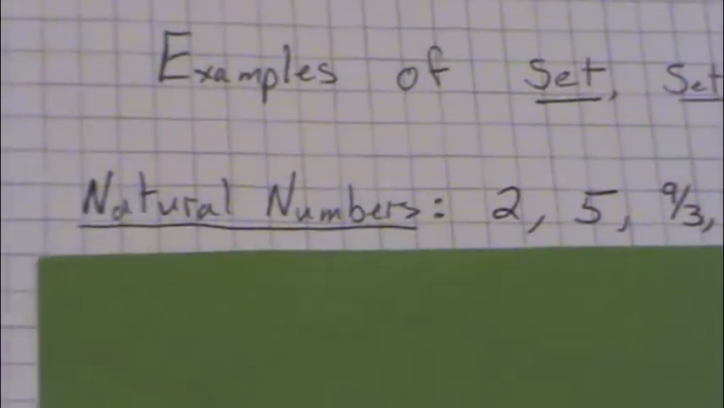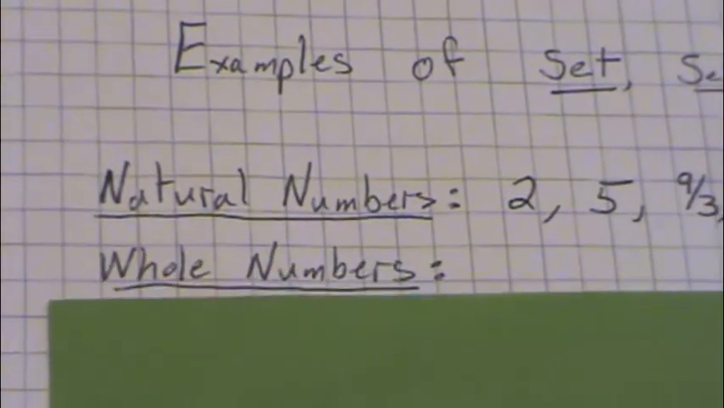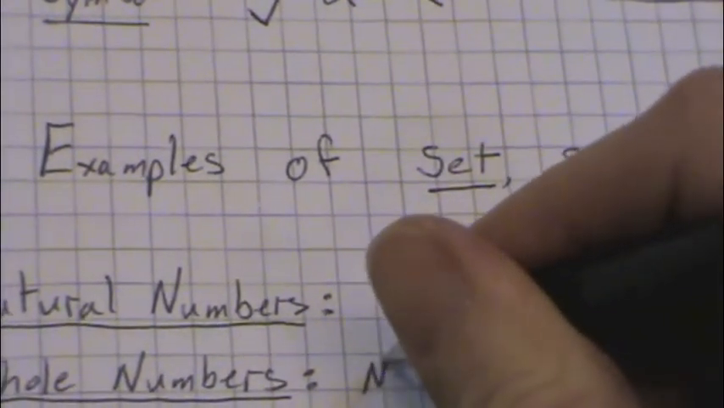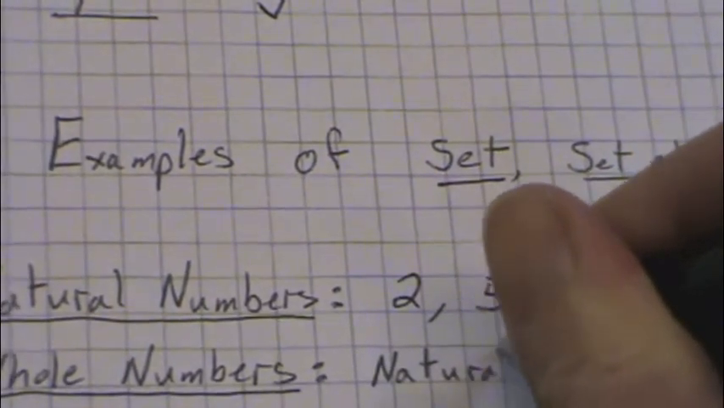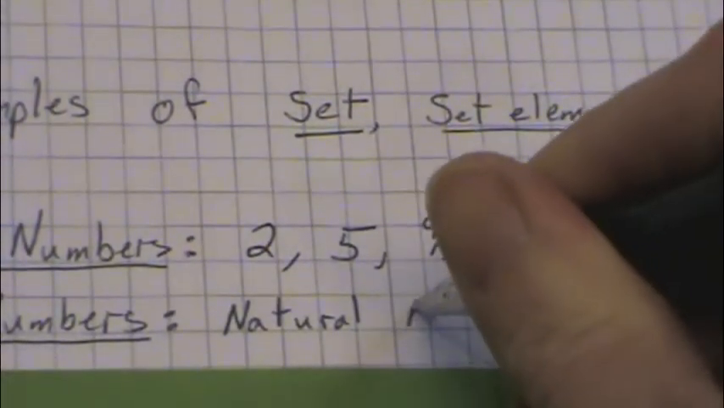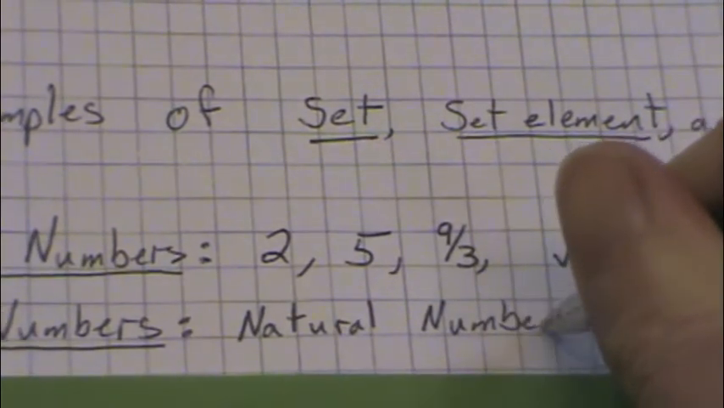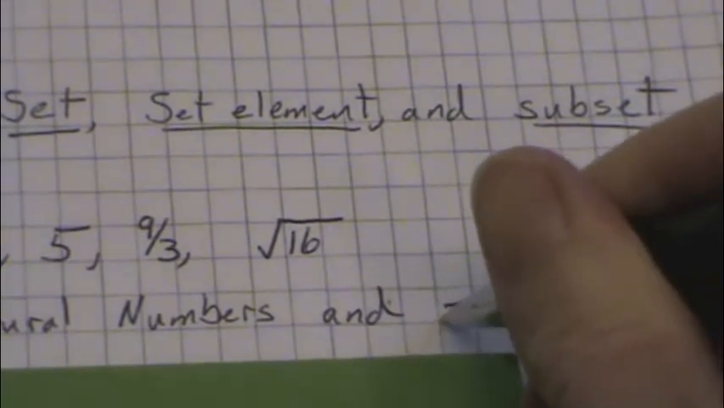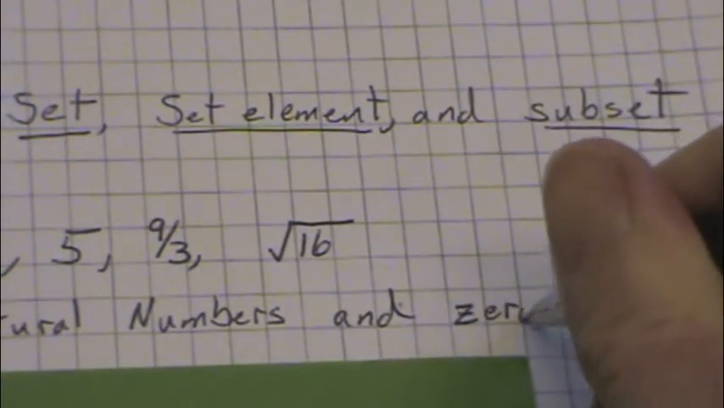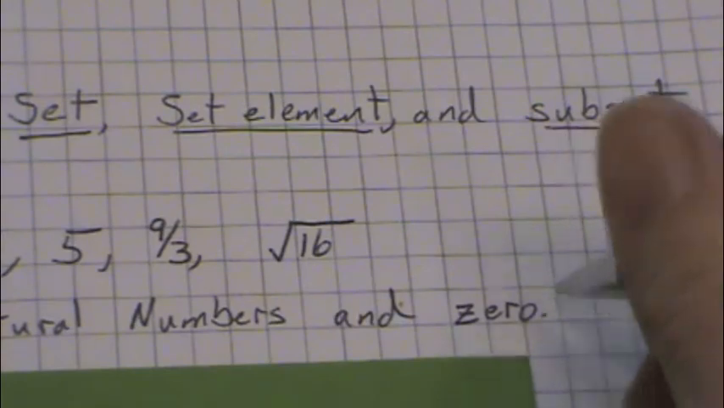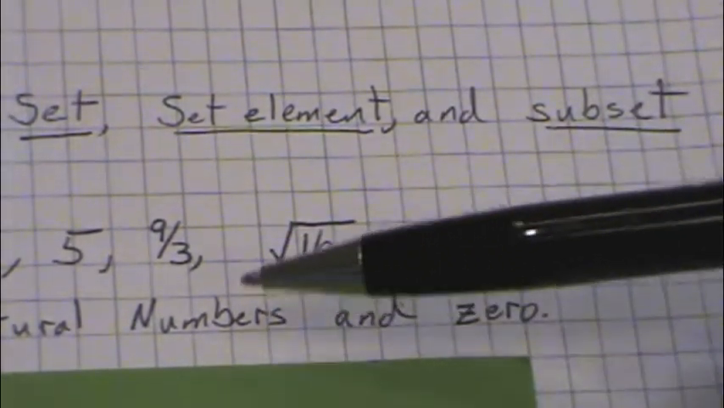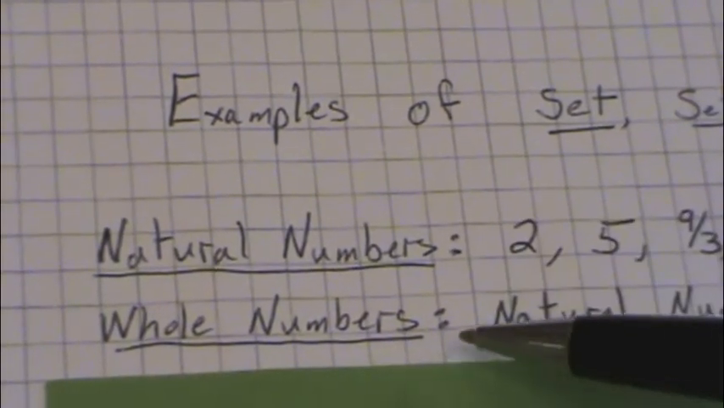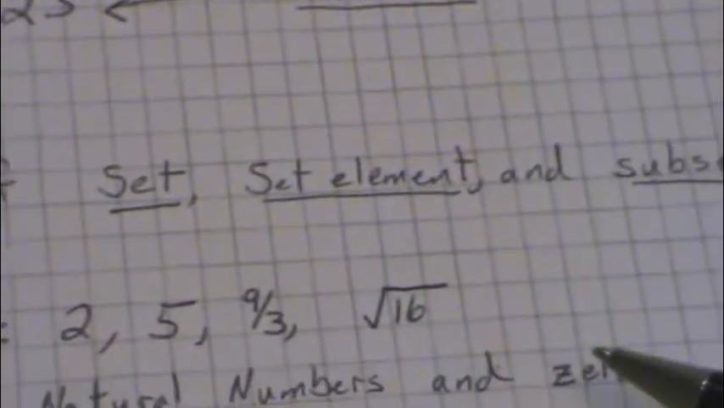Okay? Natural numbers. Now, the set of whole numbers is natural numbers and 0. Okay? The only difference between the set of natural numbers and the set of whole numbers is the inclusion of 0.